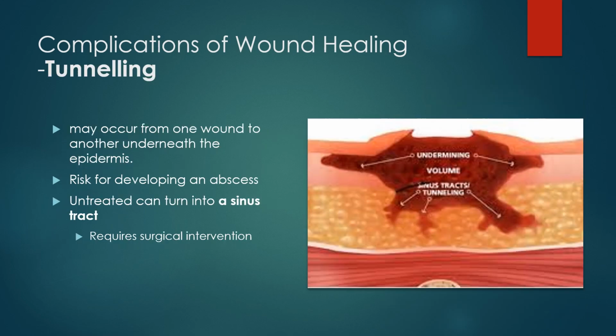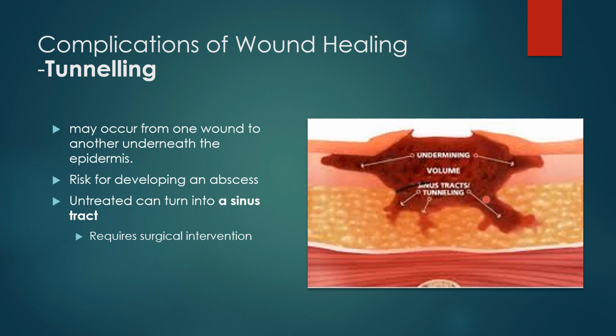I've previously mentioned tunneling and undermining a few times already. We're now going to get a little more in depth as to what tunneling specifically is. Tunneling is the abnormal growth of the wound down into the patient's body. Here we have a tunnel that has formed going down from the wound base in towards the patient's body. Tunneling may go from one wound to another through the epidermis. It may result in the development of an abscess.